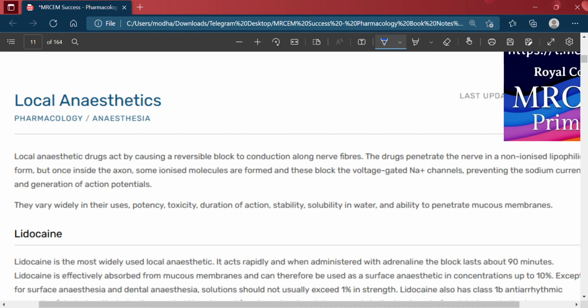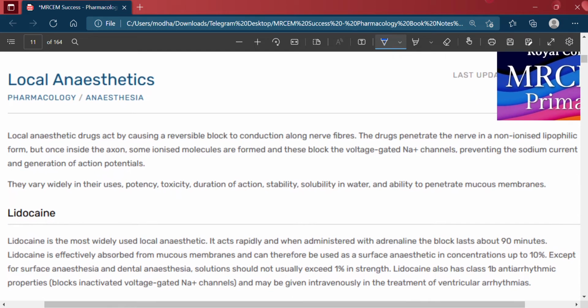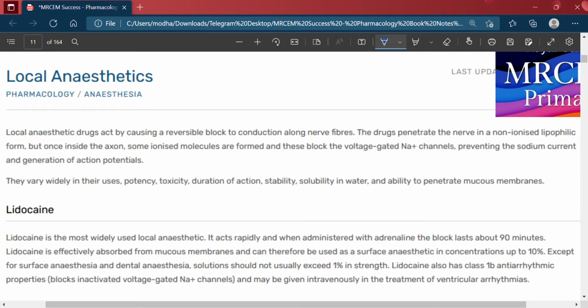So now we will discuss the local anesthetics. In local anesthesia, the drugs act by causing a reversible block to conduction along the nerve fiber.